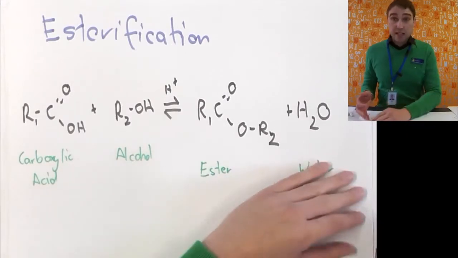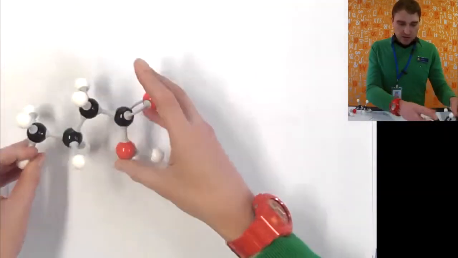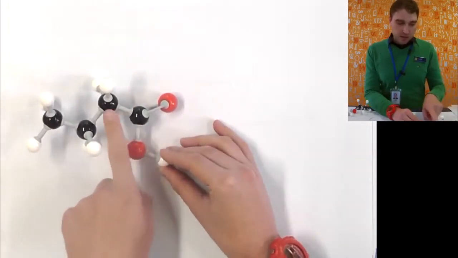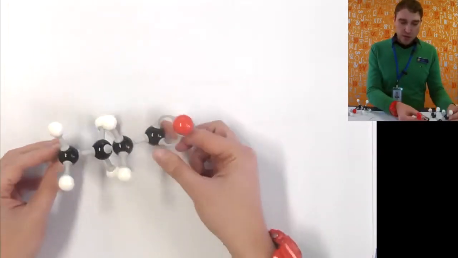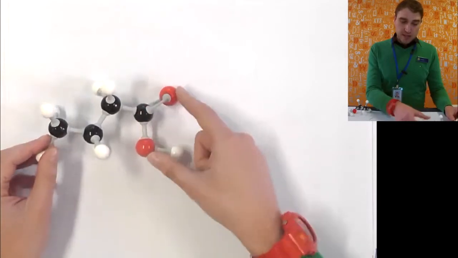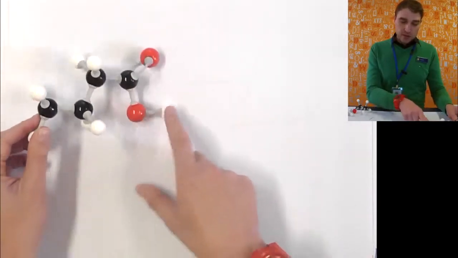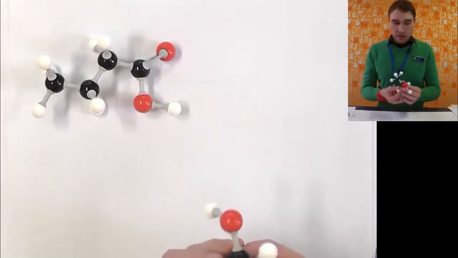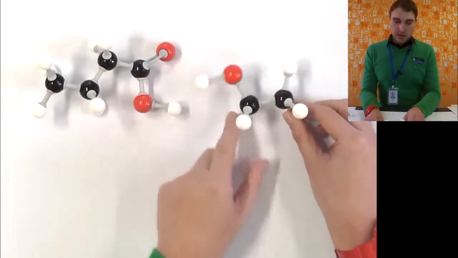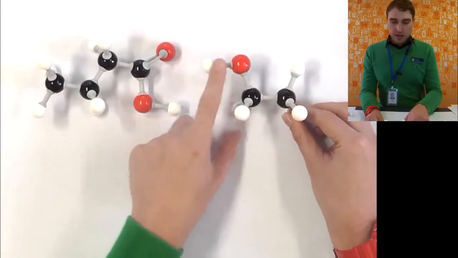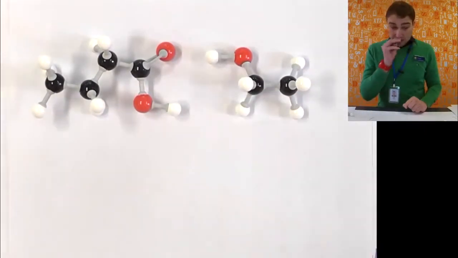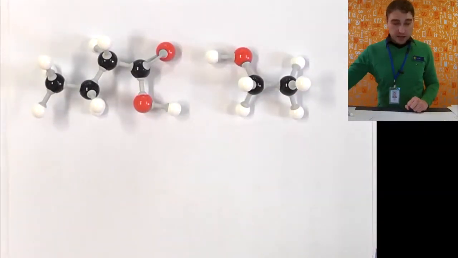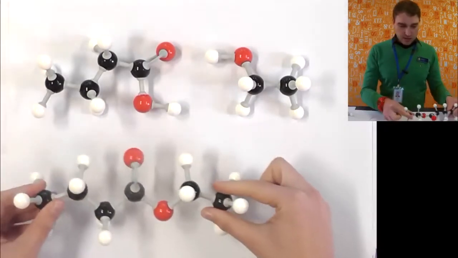So let's look at an example. The carboxylic acid that I'm going to use is this one here. Meth, eth, prop, but, so this is butanoic acid. We can see the carboxylic acid group here, C double bond O, and the OH bit. So butanoic acid, we're going to react that with ethanol. So here's ethanol, so 2 carbons, and here's our hydroxyl group. They're going to react together. When they react together, they produce this ester here.